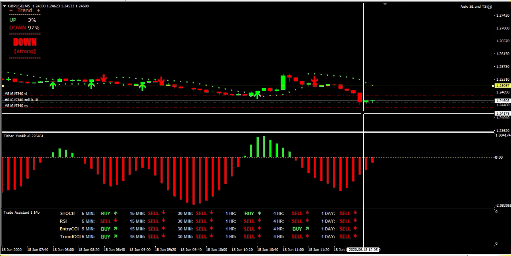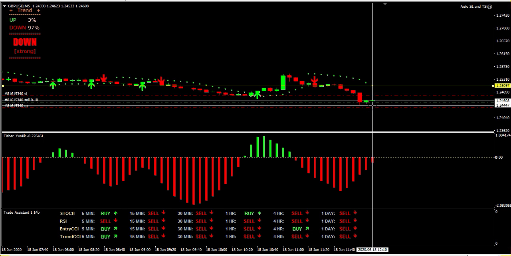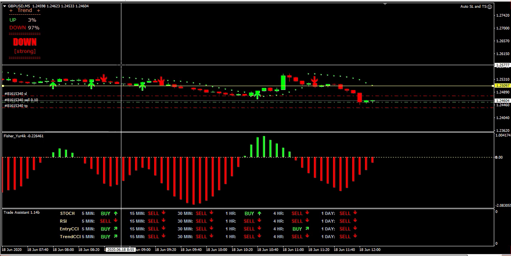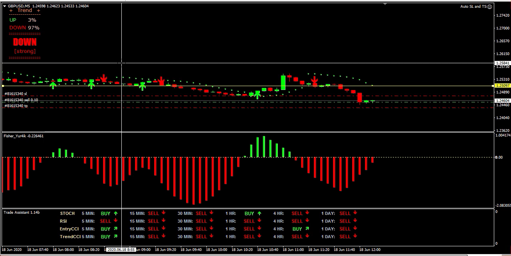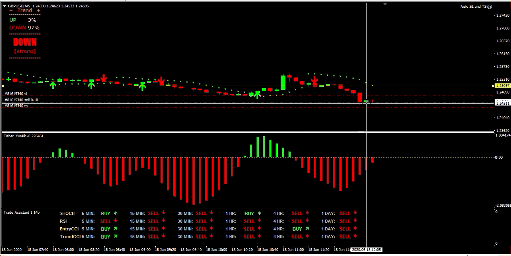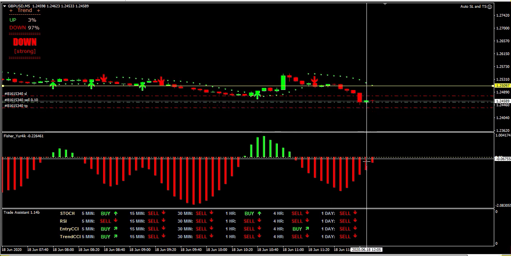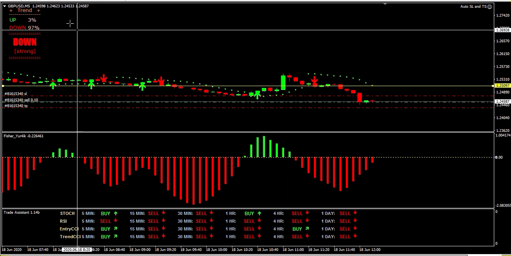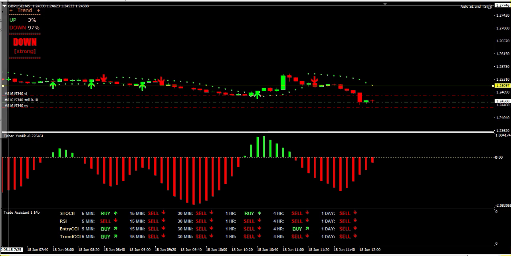On the 5 minutes, the market is now going up. So this is how, whenever you're trading, go to the smaller time frame and see what's going on there. If the 5 minutes is going up and the 1 hour is going down, then that means the market is reversing. Don't trade. Okay, let's go to another chart, USD JPY.